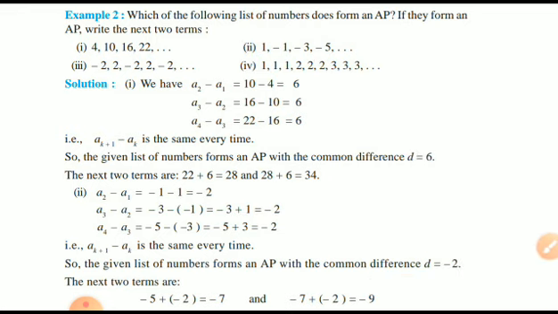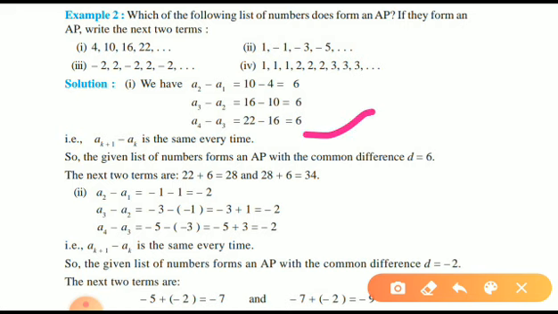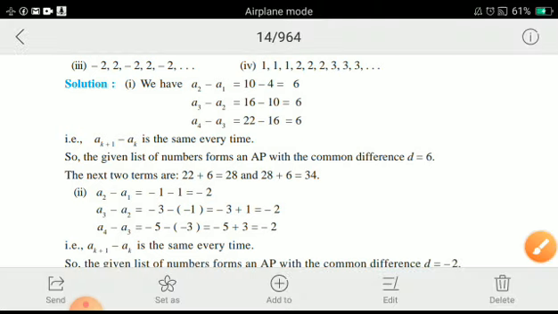And hence the given sequence will be in AP. The previous question, I did not tell about the next two terms. Here we got that the sequence was in AP, and again the question was, if it is in AP, you should write the next two terms. So the next two terms will be what?